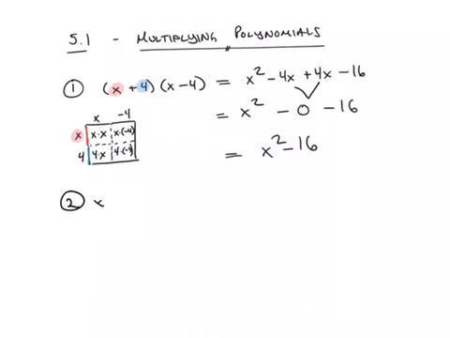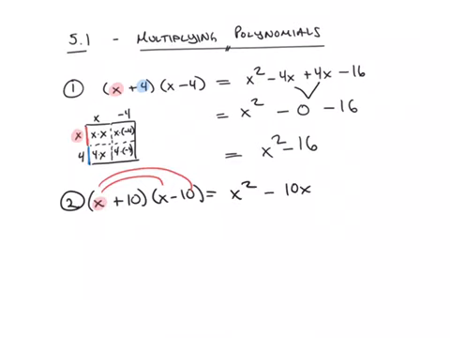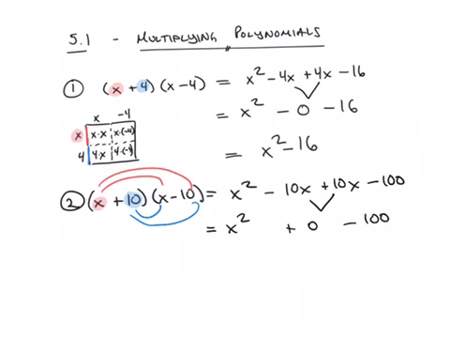So to quickly do another example like this, x plus 10, x minus 10. I'm going to do it visually. I'll distribute the x times x for x squared, x times negative 10 for minus 10x, and then I'll distribute the 10 times x for 10x, and 10 times negative 10 for negative 100. That's x squared, and in the middle I get positive and negative 10x for 0, minus 100, so that's x squared minus 100.